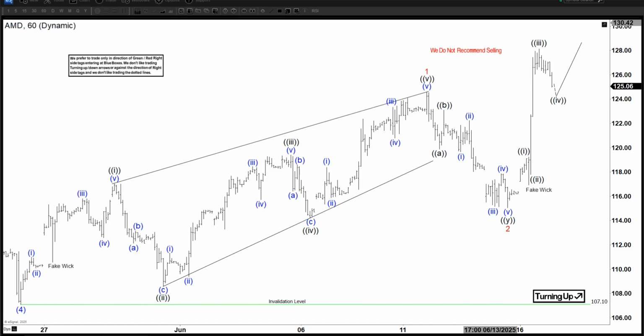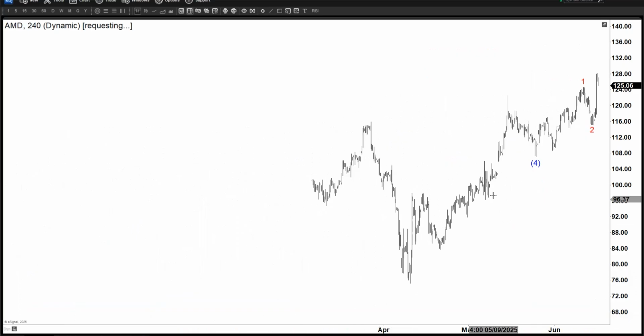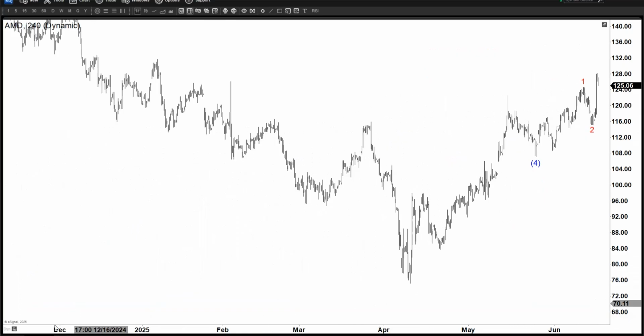Today is June the 17th and the chart of the day for today is AMD. Here is a 60 minutes time frame. You can see AMD continue to rally and make higher highs and higher lows since it bottomed back in April the 9th, as you can see, making higher high, higher low.